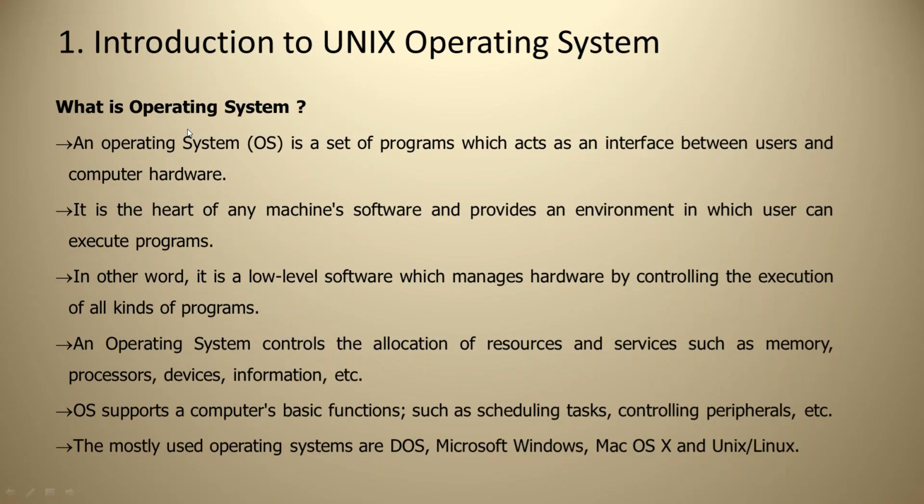First of all, what is an operating system? Before going to the Unix operating system, you should first know what an operating system is. Then we can go to Unix. An operating system is a set of programs which acts as an interface between users and computer hardware. So this is one interface, one mediator, which consists of a set of programs. This set of programs works as a mediator between users and computer hardware. We are the users. We are giving some command, we are using some application. We are the users: Ram, Syam, Govind, ABCD, XYZ.